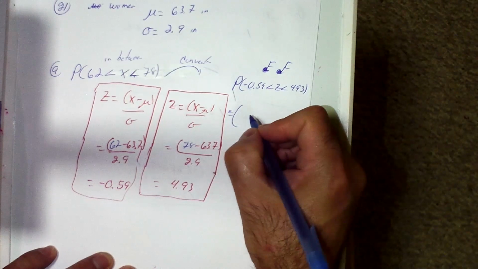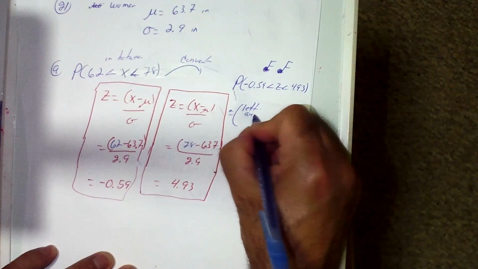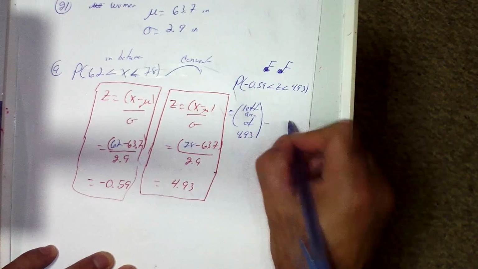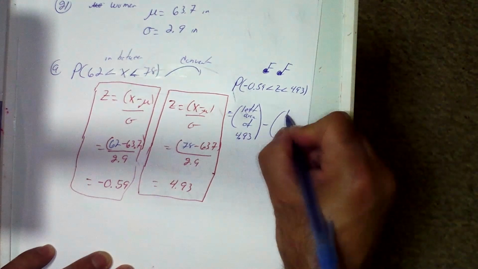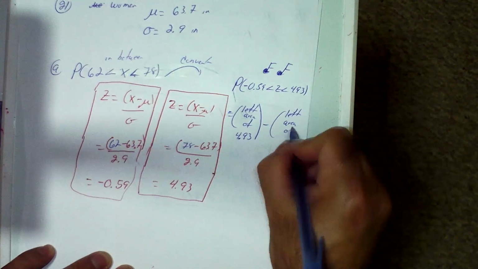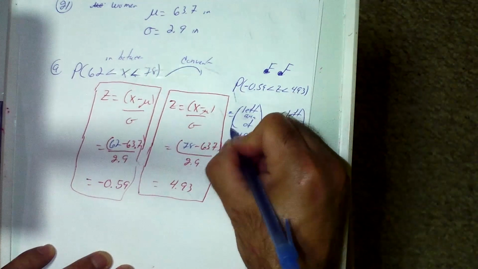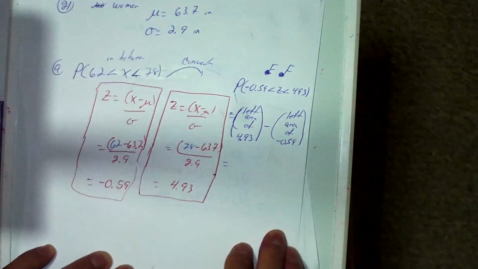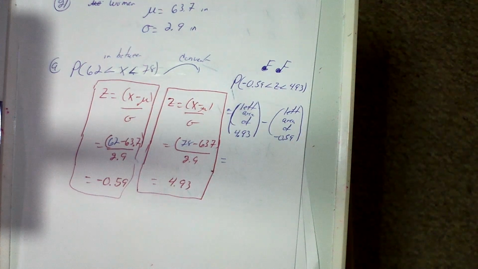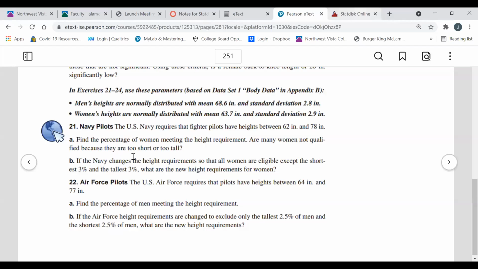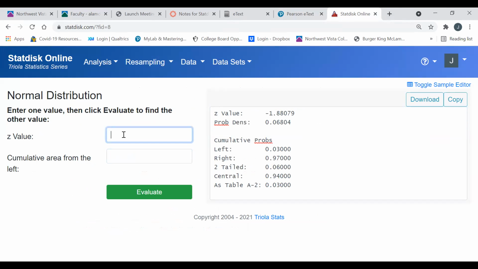Left area of 4.93. Left area of negative 0.59. Cool. All right, so I'm going to put these numbers in. I have to find the lefts of these two numbers, and then subtract them. Let's see. I have to plug them in. All right, here we go. You have to be careful. You have to keep track of your little windows there. All right, so 4.93.